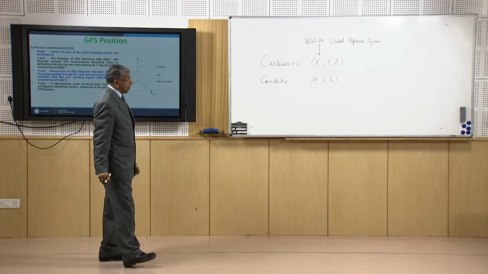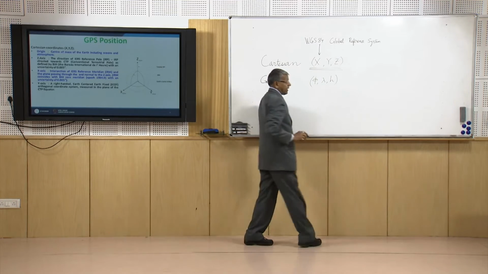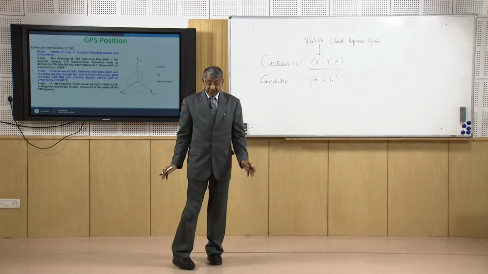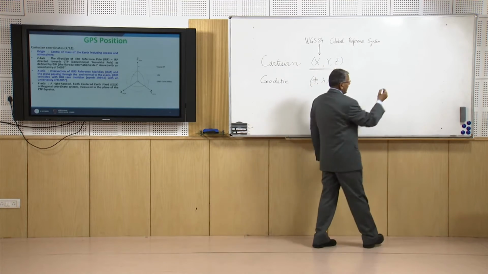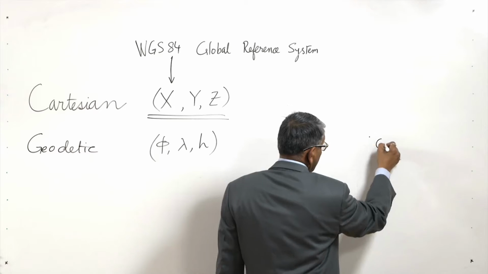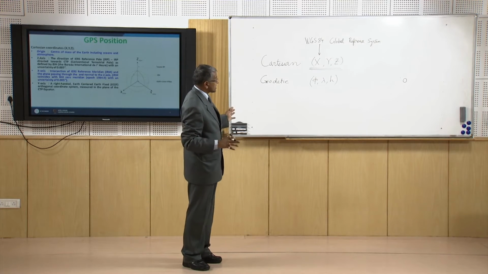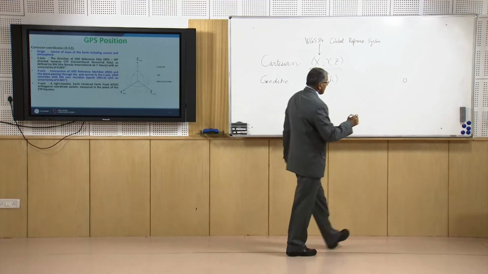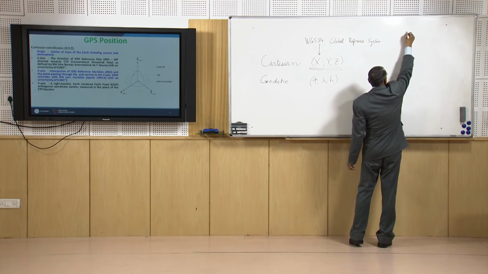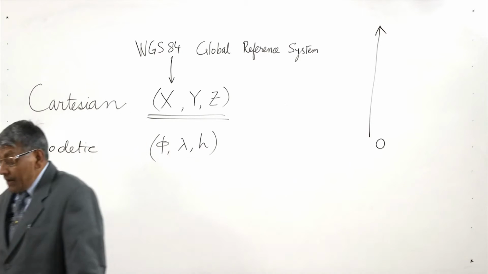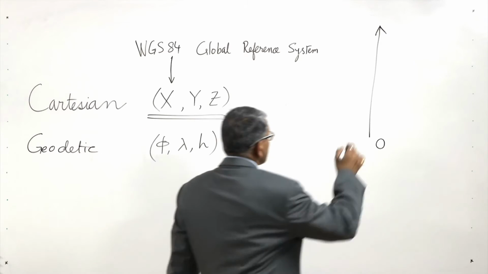Now, in order to understand this, we need to define the axes. To define the axes, first we have to define the origin. In the case of WGS84, the center of the earth is taken as the origin of the coordinate system, and the line which represents the axis of rotation of the earth is the z axis.